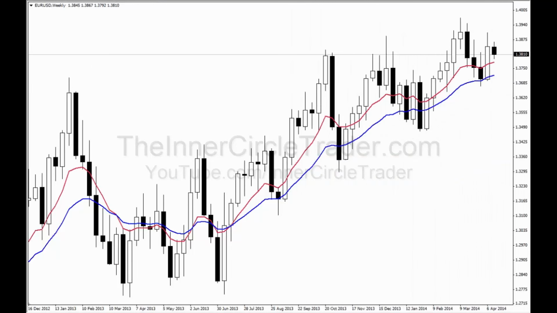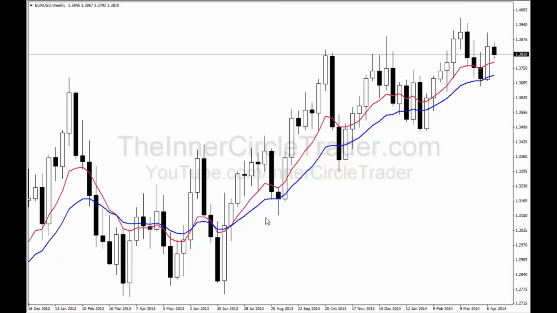Okay, folks, we're looking at the Fiber weekly chart. This is the Euro USD. And I've already applied the 9 and 18 period exponential moving average. Now the blue line in here is going to delineate the 18, and the red line is the 9.